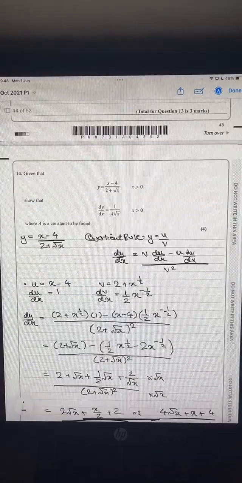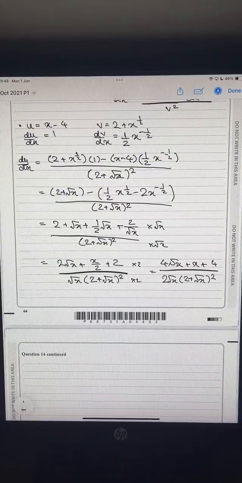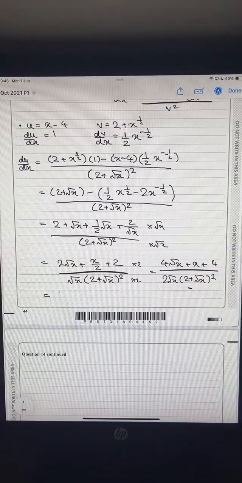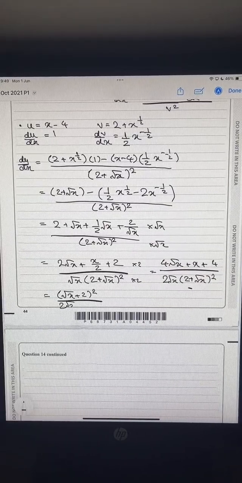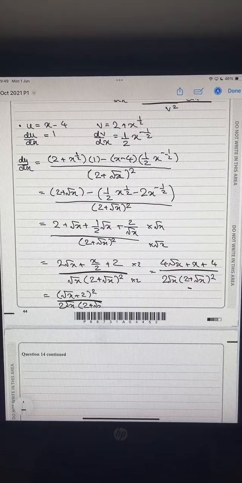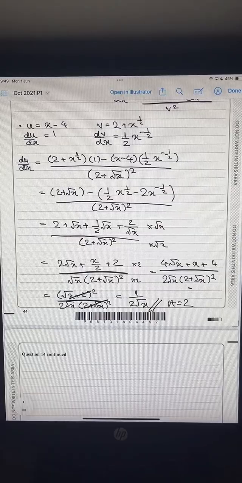And now what is my answer? 1 divided by root x. So I am close to the answer. All I need to know is that, again, this can be factorized to this. So we have that square root of x plus 2 whole squared divided by 2 times root x times 2 plus root x whole squared, and cross cancel, and we have 1 over 2 root x, where a is equal to 2. Exactly the same last bit of working as the previous question.